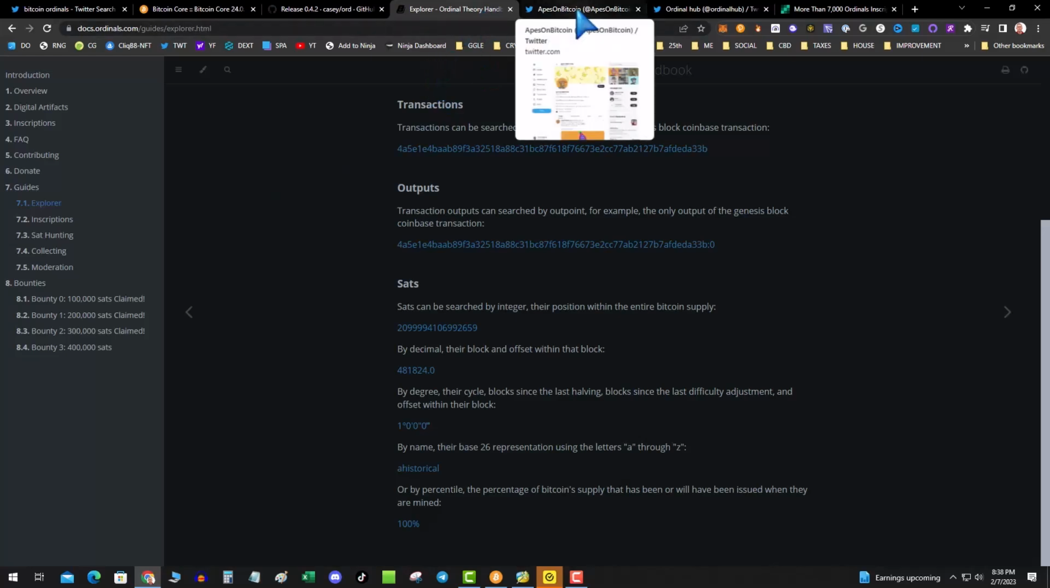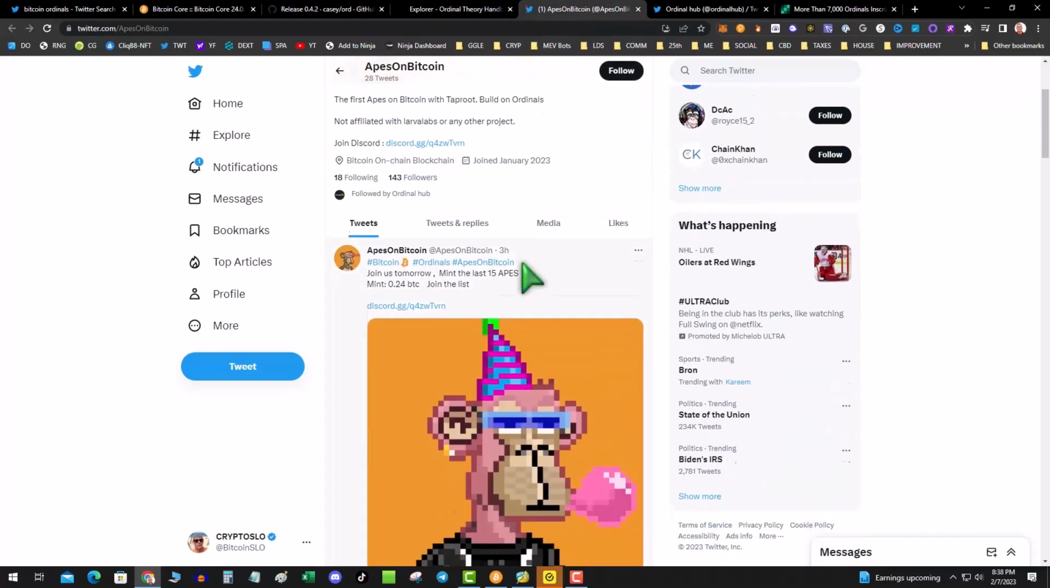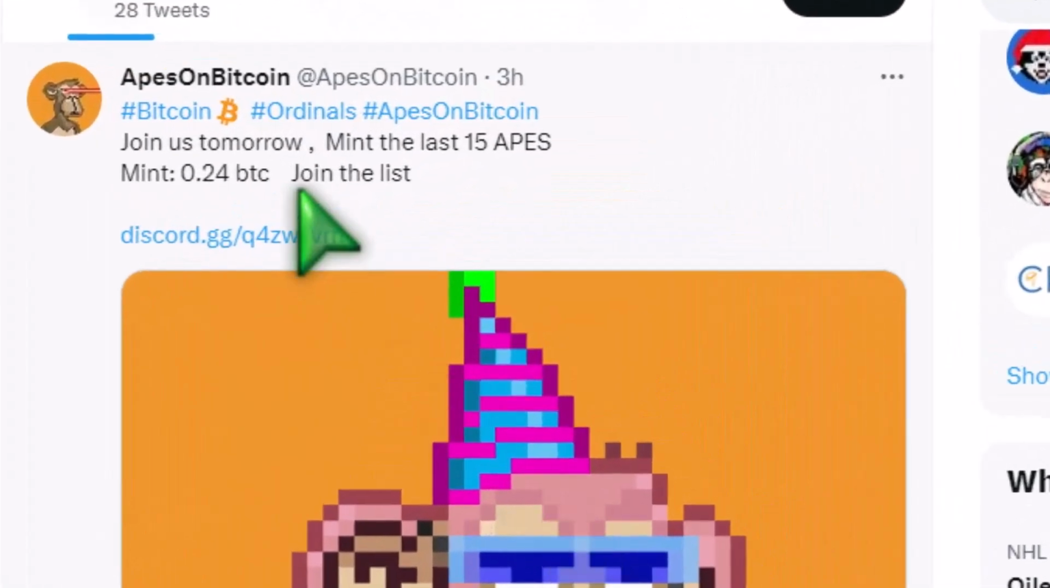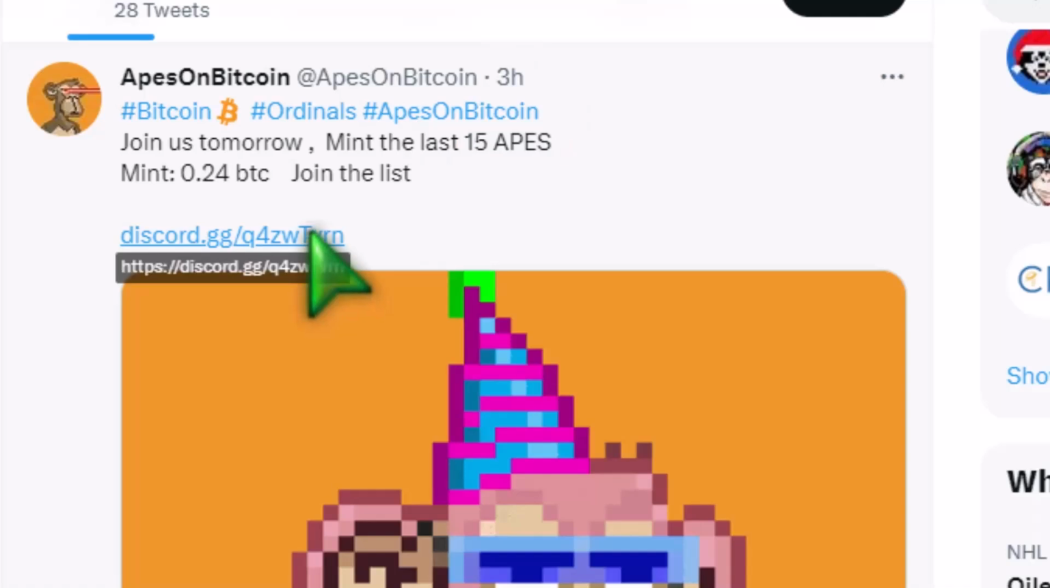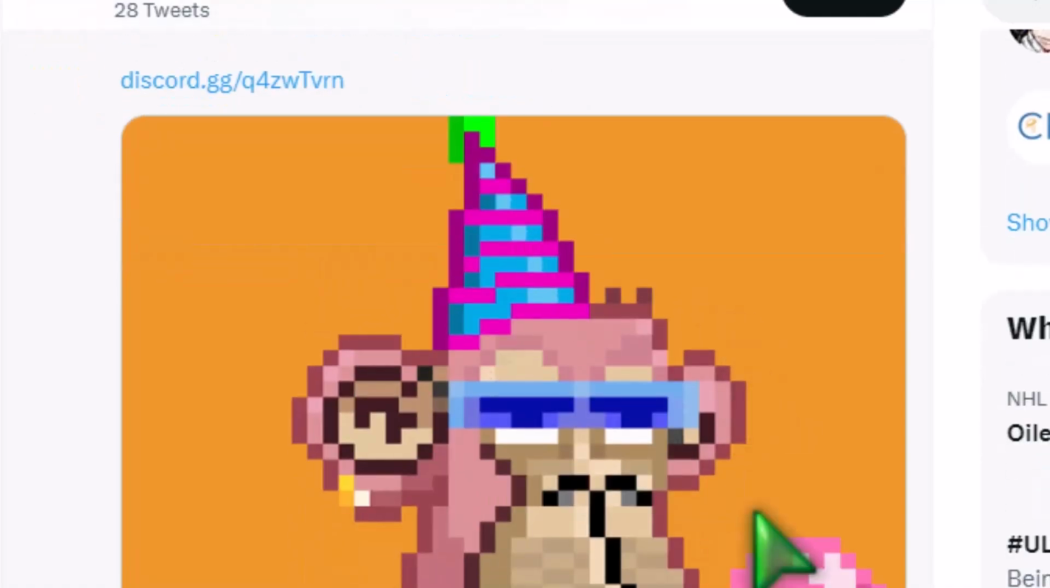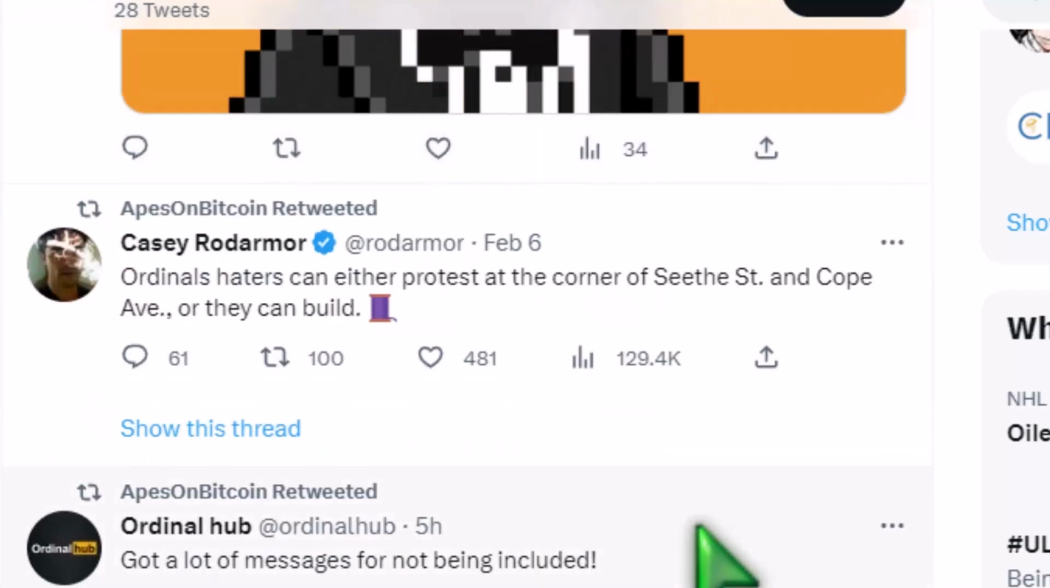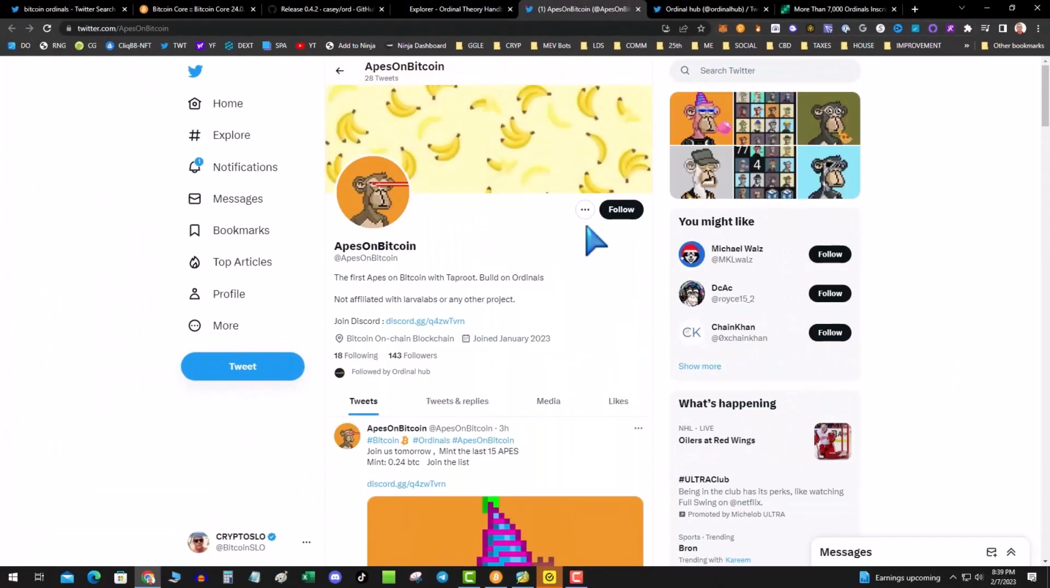Now, what's number 3? These can be very expensive. The prices are mooning, especially on the first 10,000 sats that are being inscribed. So you're seeing a bunch of projects already, like this one, mint an ape for 0.24 BTC, and there's a Discord. So just know that these first ones that are coming out are ridiculously expensive. You pay to basically be part of the mint, and then the NFT is sent to your wallet.